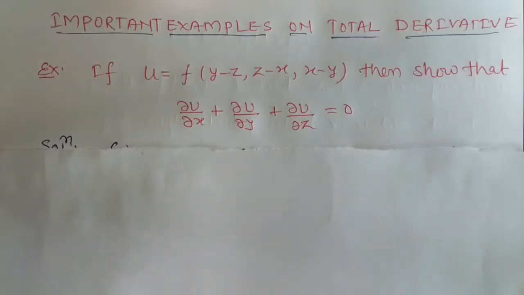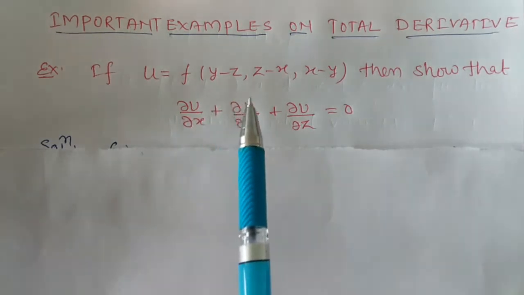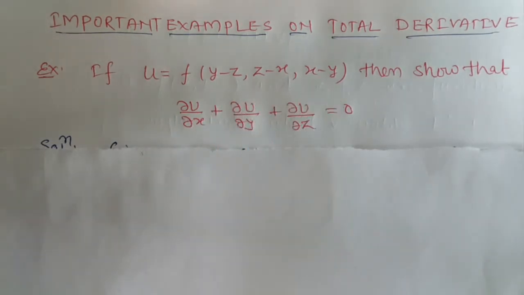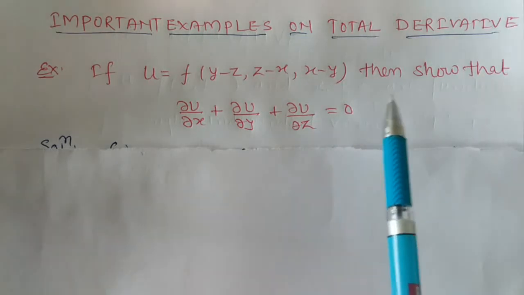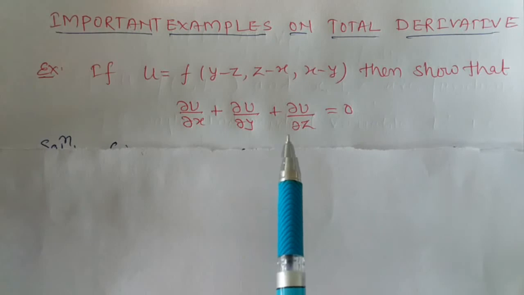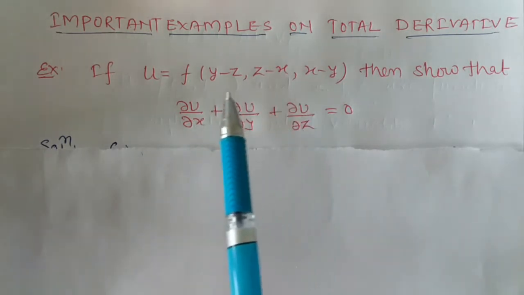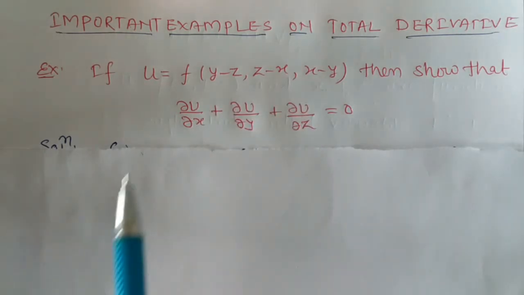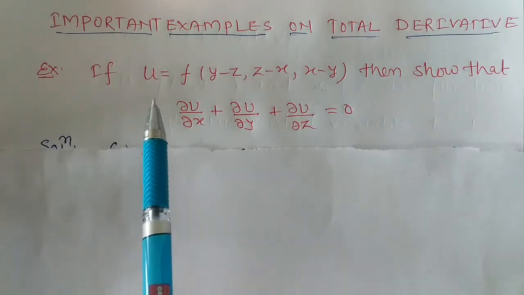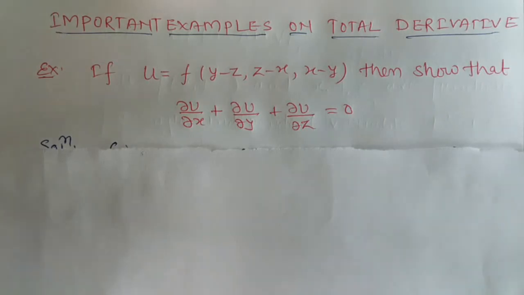So our first example is, if u is a function of y minus z, z minus x, x minus y, then show that del u by del x plus del u by del y plus del u by del z equal to 0. Here u is not directly a function of x, y, z. It is an implicit function. So we cannot directly differentiate u with respect to x, y and z.